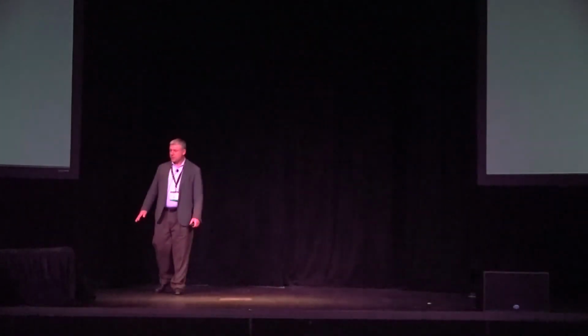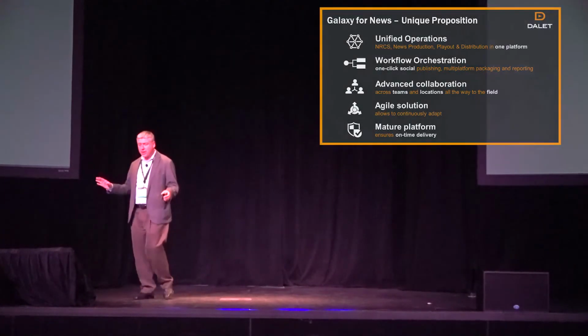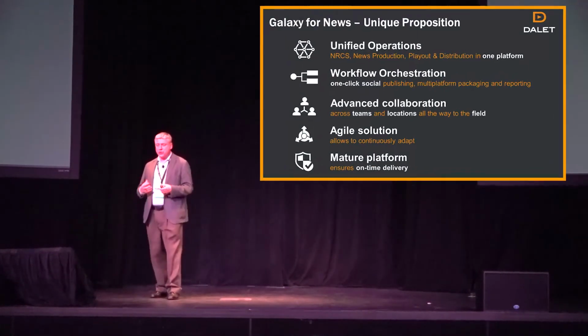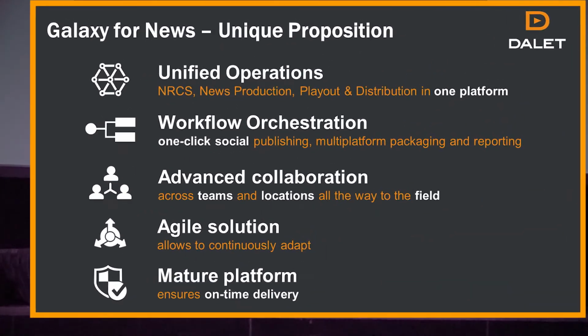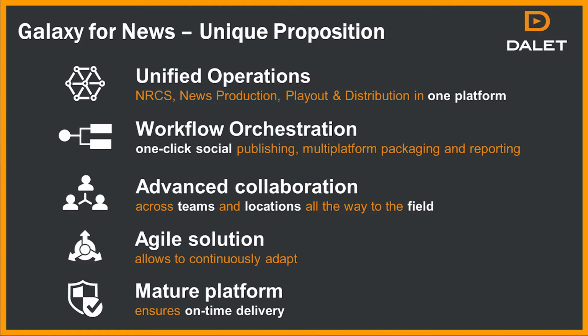Excellent. So there's a last slide I have, which is like a wrap-up: why Galaxy News is a unique proposition, and then we're done with the news part. So, unified operations. We have NRCS, newsroom functionality, as well as news production, playout, distribution, all in one platform. Next, please. We have something new, an orchestration engine under the hood that allows us one-click social publishing, no matter if there's a very complex activity behind the scenes, multi-platform packaging and reporting.